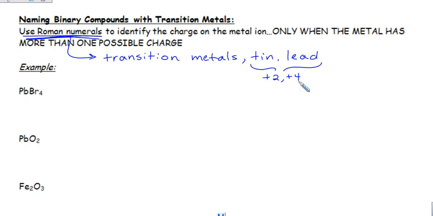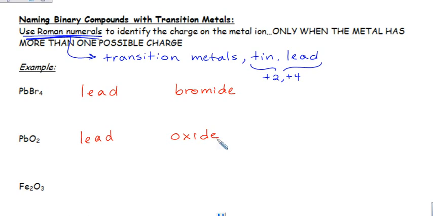You'll always see a Roman numeral for transition metals. So the most common question, when do I need that Roman numeral? For transition metals, tin and lead. So for example, lead bromide, lead oxide, yep, we're going to need it. I know this is lead bromide and lead oxide.